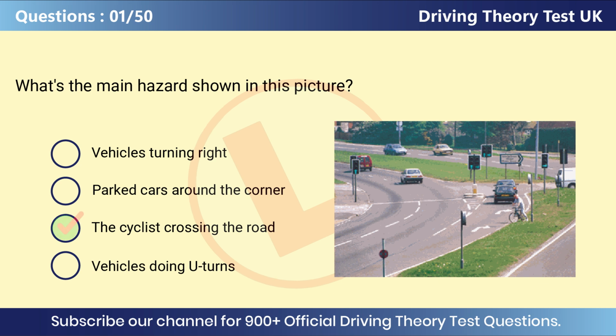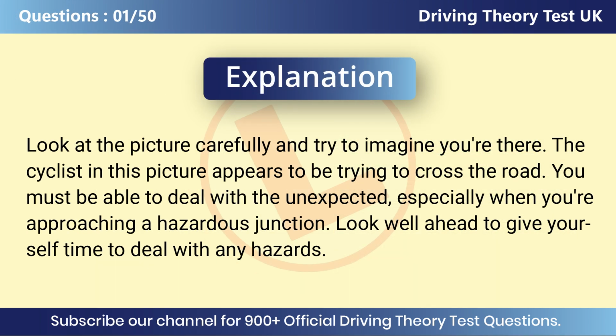C. The cyclist crossing the road. Look at the picture carefully, and try to imagine you're there. The cyclist in this picture appears to be trying to cross the road. You must be able to deal with the unexpected, especially when you're approaching a hazardous junction. Look well ahead to give yourself time to deal with any hazards.